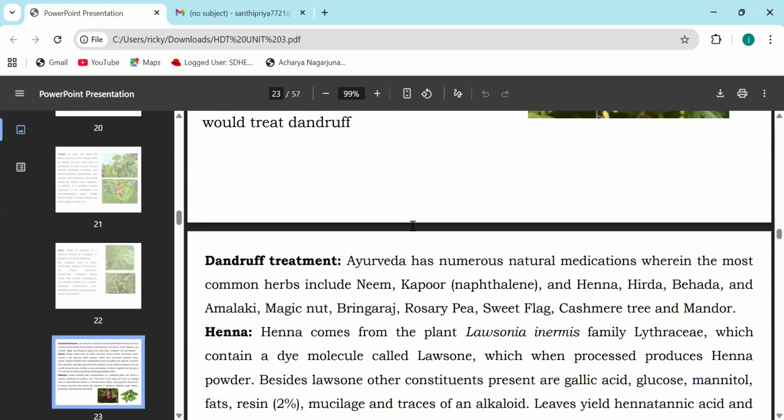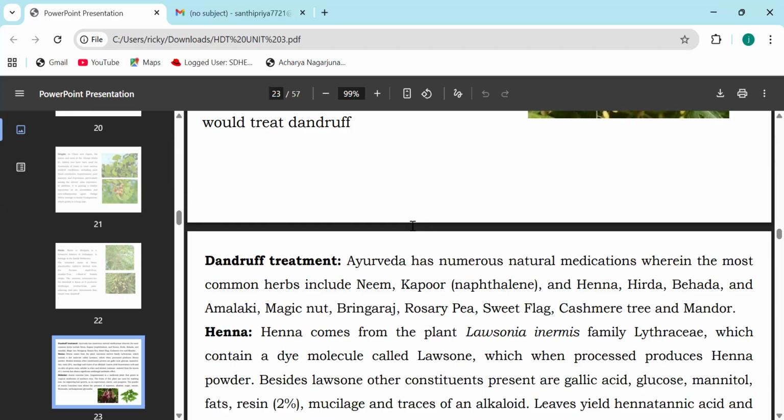And next, standard treatment. Ayurveda has numerous natural medications, where the most common herbs include neem, kapoor, henna, hitta, behada, and amlaki, magic nut, bhringraj, rosary pea, sweet flag, and Kashmiri tree, and mandu.